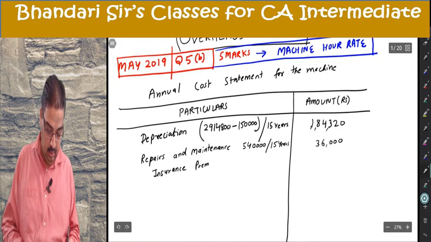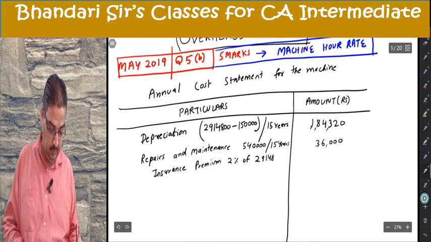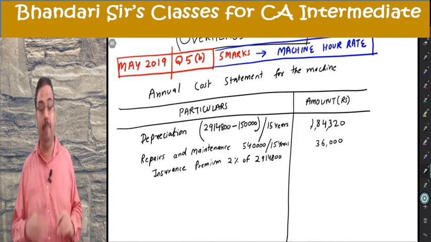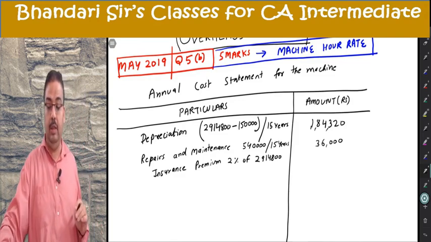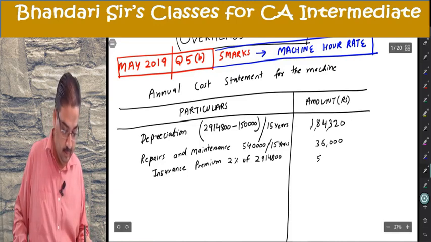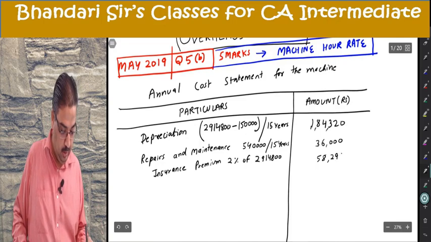Then insurance premium, 2% of cost. Now while computing cost, I don't deduct the scrap. The basic cost is 29,14,800 into 2%. I am getting 58,296.